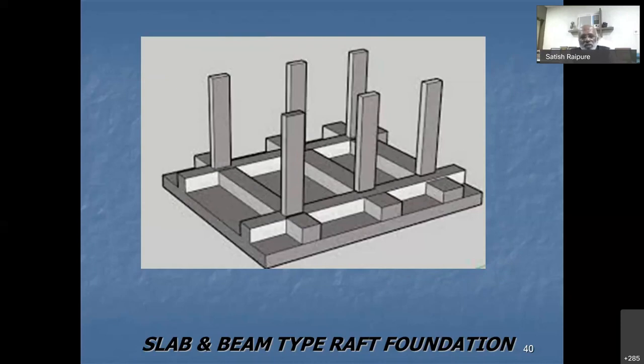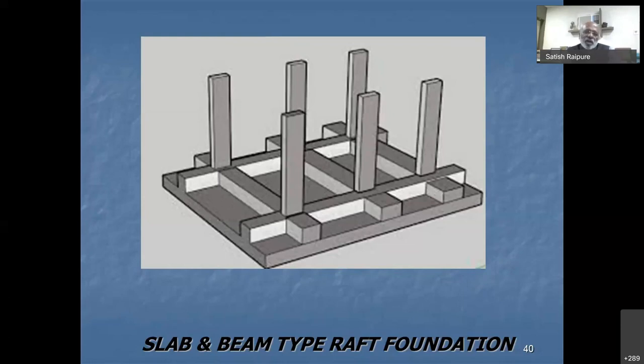It was a code building. The spans were quite large as compared to normal buildings. Then it was very difficult to provide the raft of 1.5 meter uniform depth, but there was no option. In such cases, we design it for the minimum load. We find out the depth for minimum load, and wherever the load is high, we provide additional pedestals to take care of the shear under the column.